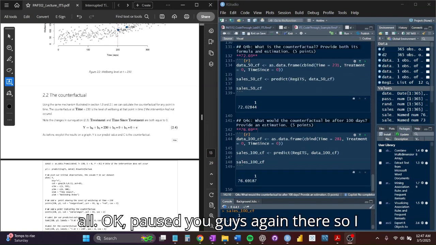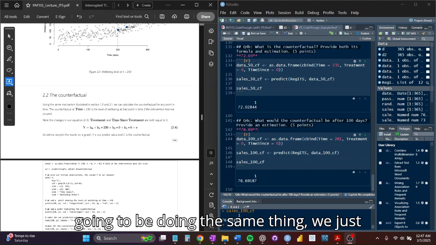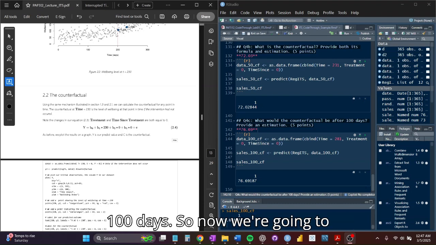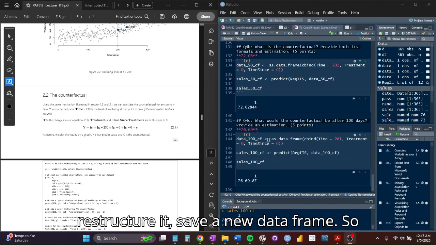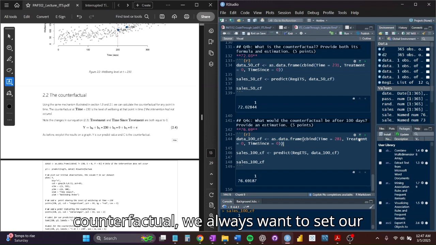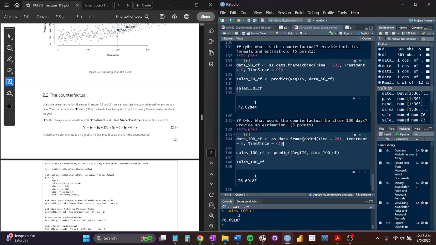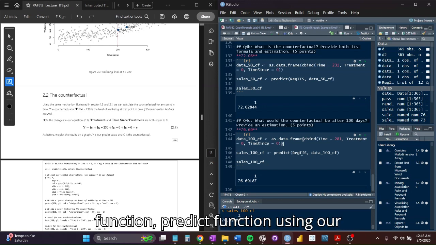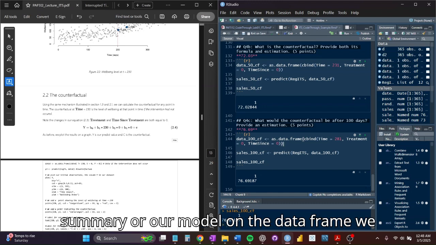Okay, I'll pause you guys again there so I can answer this next question. We're going to be doing the same thing, we just need to look at the counterfactual for 100 days. So now we're going to restructure it and save a new data frame. As you can see, all I've done here is change my time. Because it's a counterfactual, we always want to set our treatment to 0 and time since to 0, and then again run the predict function using our model on the data frame we just built.